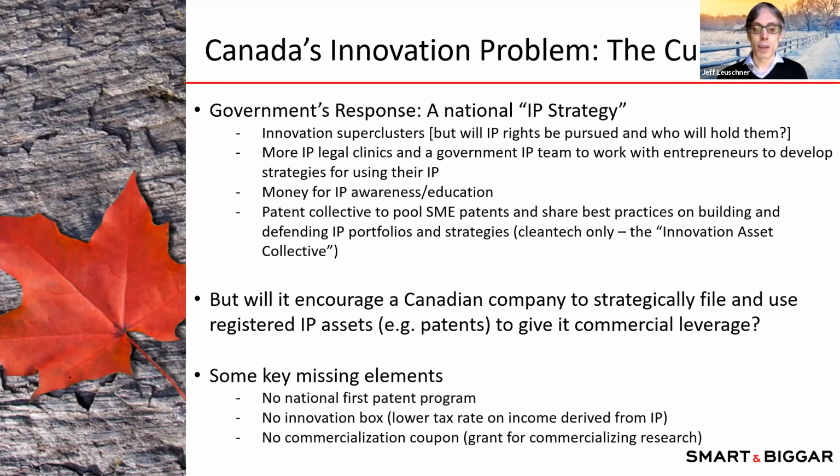There's this idea of maybe an innovation box. This has worked somewhat well in the UK. Basically, you can get a lower tax rate on income derived from IP, which is a pretty cold hard incentive. You're going to be encouraged to get some IP that's commercially relevant if you know that you can then probably license it and get income from it. That would be preferred because you pay less tax on it. And then there's been a suggestion that maybe we should have what they call commercialization coupons, which is essentially a grant for commercializing research rather than just a grant for doing research.